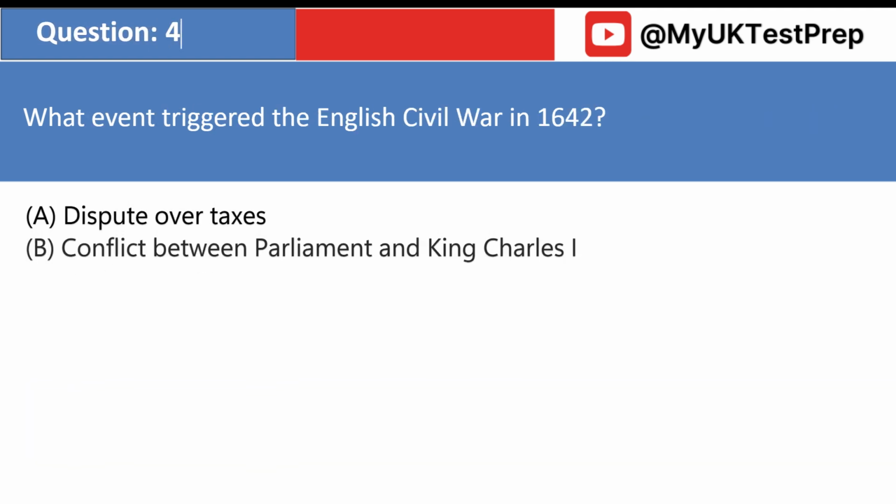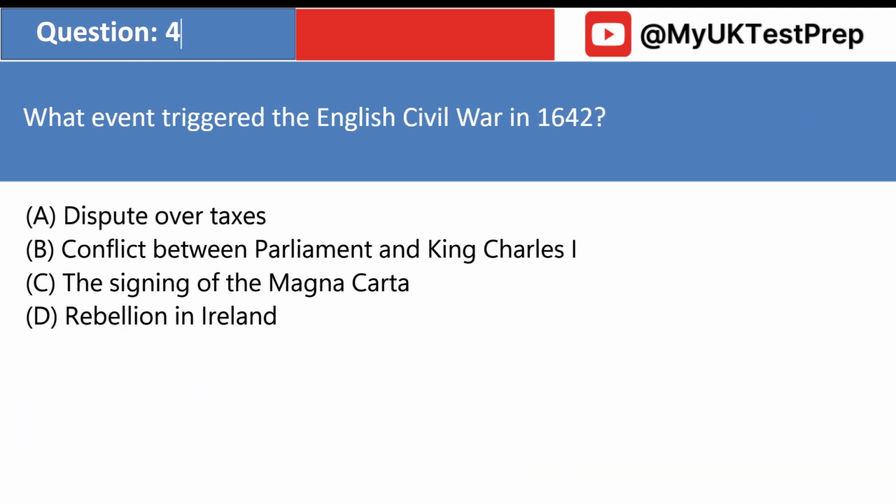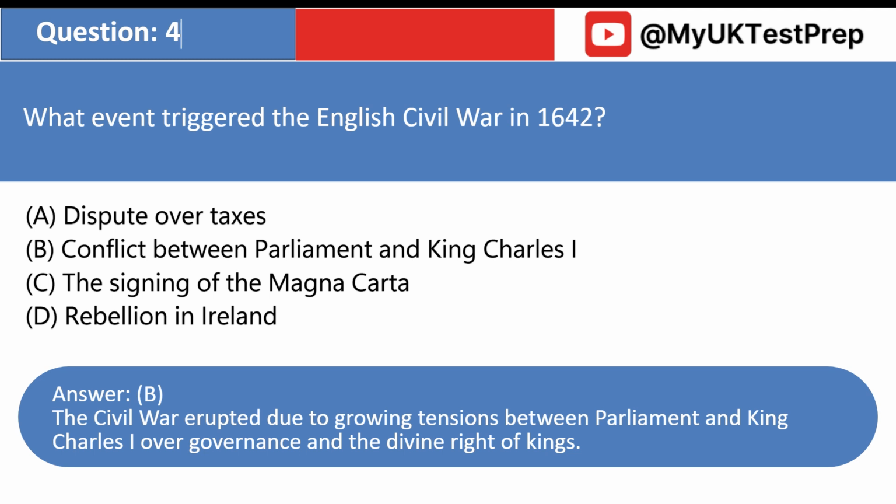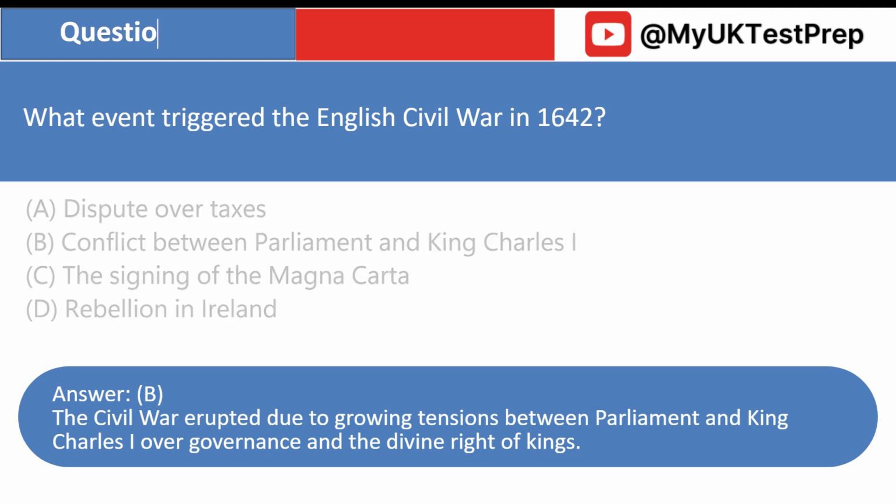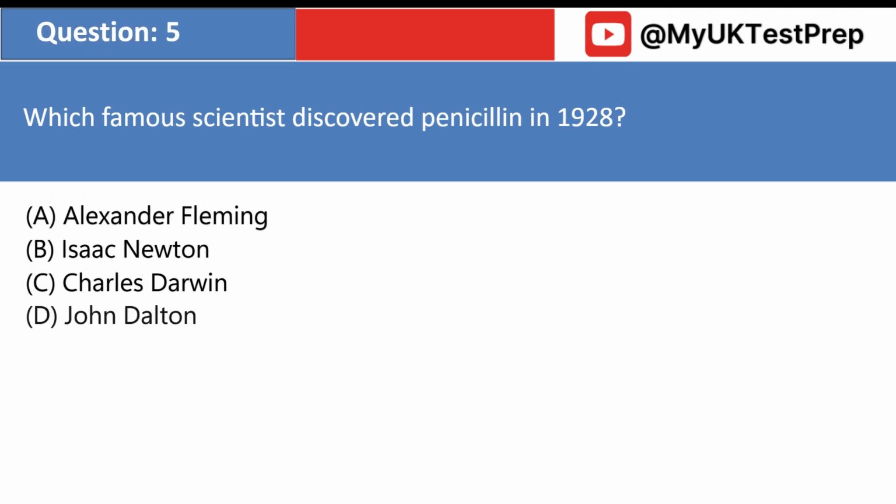What event triggered the English Civil War in 1642? A. Dispute over taxes. B. Conflict between Parliament and King Charles I. C. The signing of the Magna Carta. D. Rebellion in Ireland. Answer: B. The Civil War erupted due to growing tensions between Parliament and King Charles I over governance and the divine right of kings.